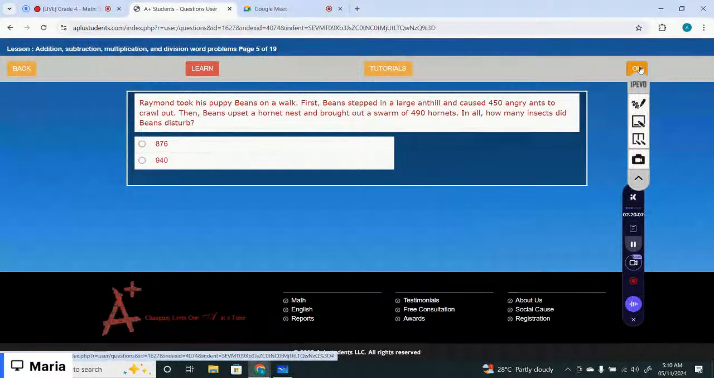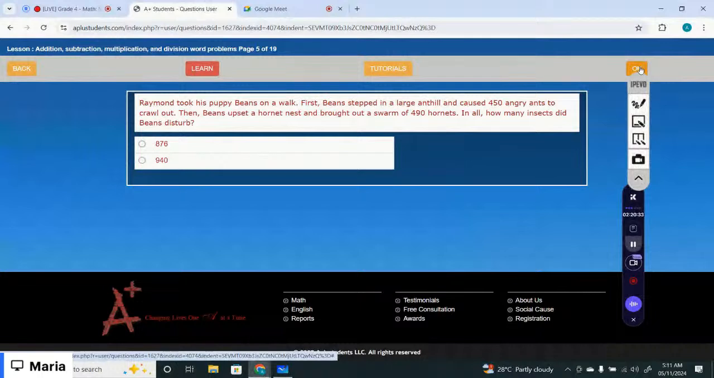Raymond took his puppy Beans on a walk. First, Beans stepped into a large anthill and caused 455 angry ants to crawl out. Then Beans upset a hornet nest and brought out a swarm of 490 hornets in all. How many insects did Beans disturb?